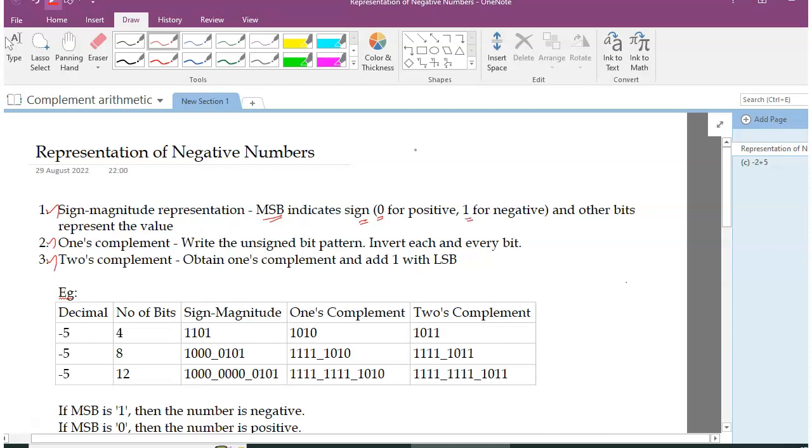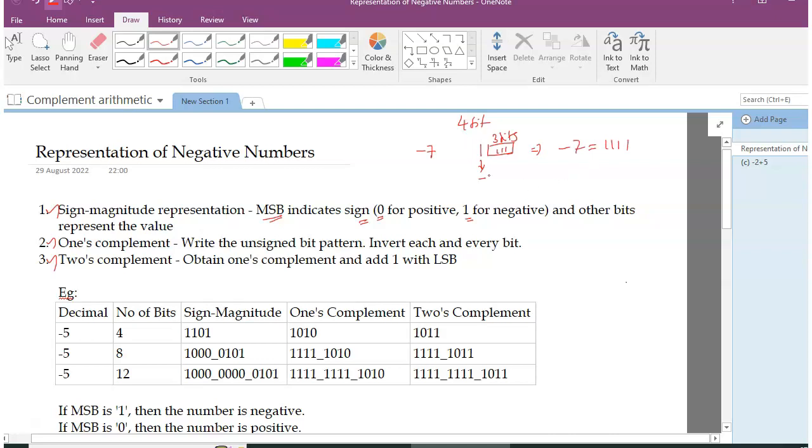So suppose I want to write -7 in 4-bit format. Then I have to use 1 to indicate it's a negative number, and I have to use the remaining 3 bits to represent the binary equivalent for this 7, that is 1 1 1. So -7 is equal to 1 1 1 1.